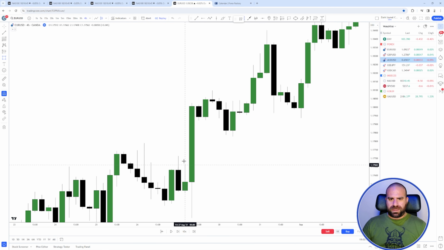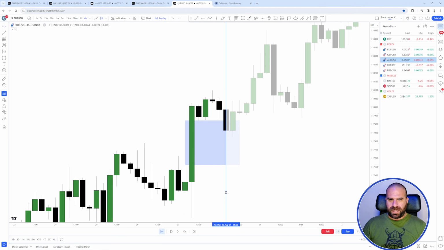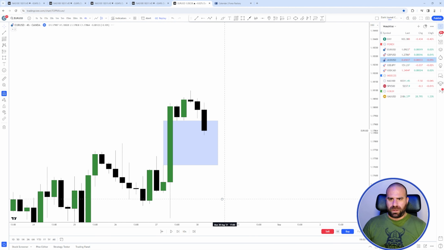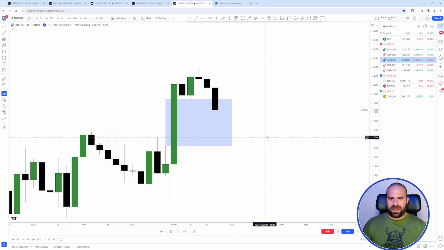Why am I saying that? Look at this huge fair value gap of the 4-hour time frame. Let me take you back in time. Those things you're going to see in the back testing.